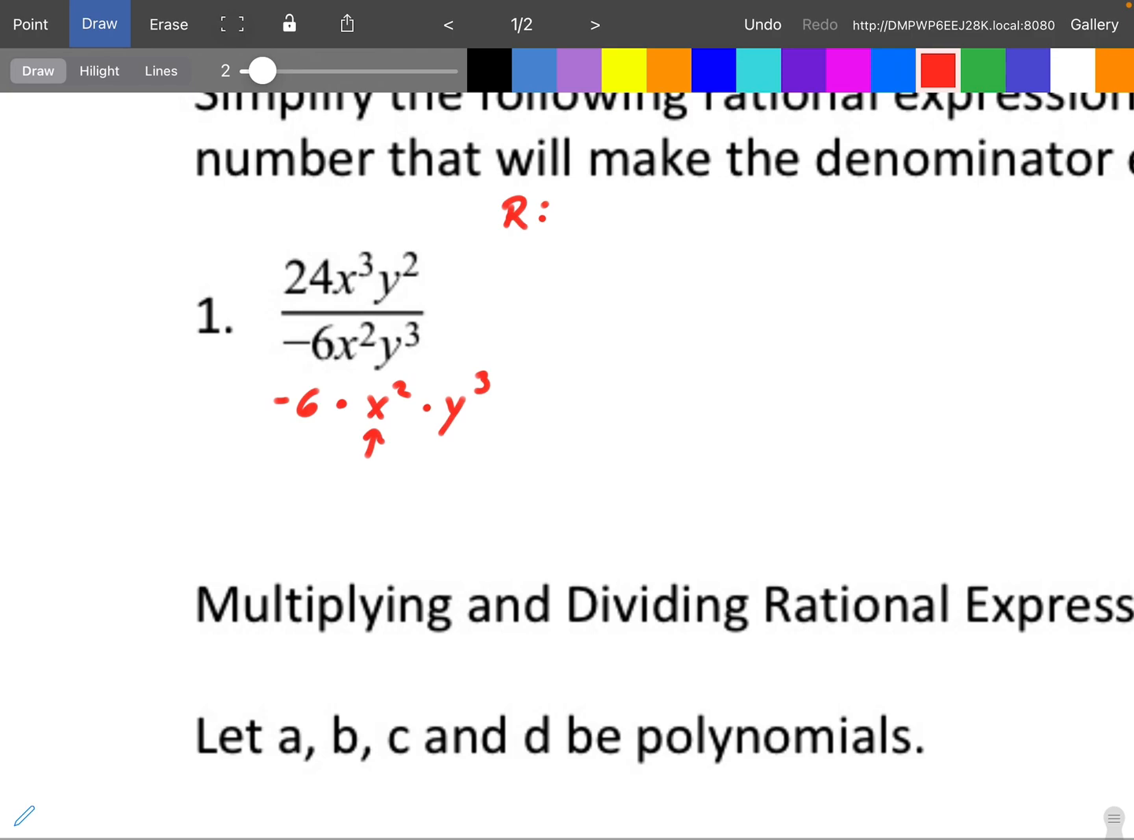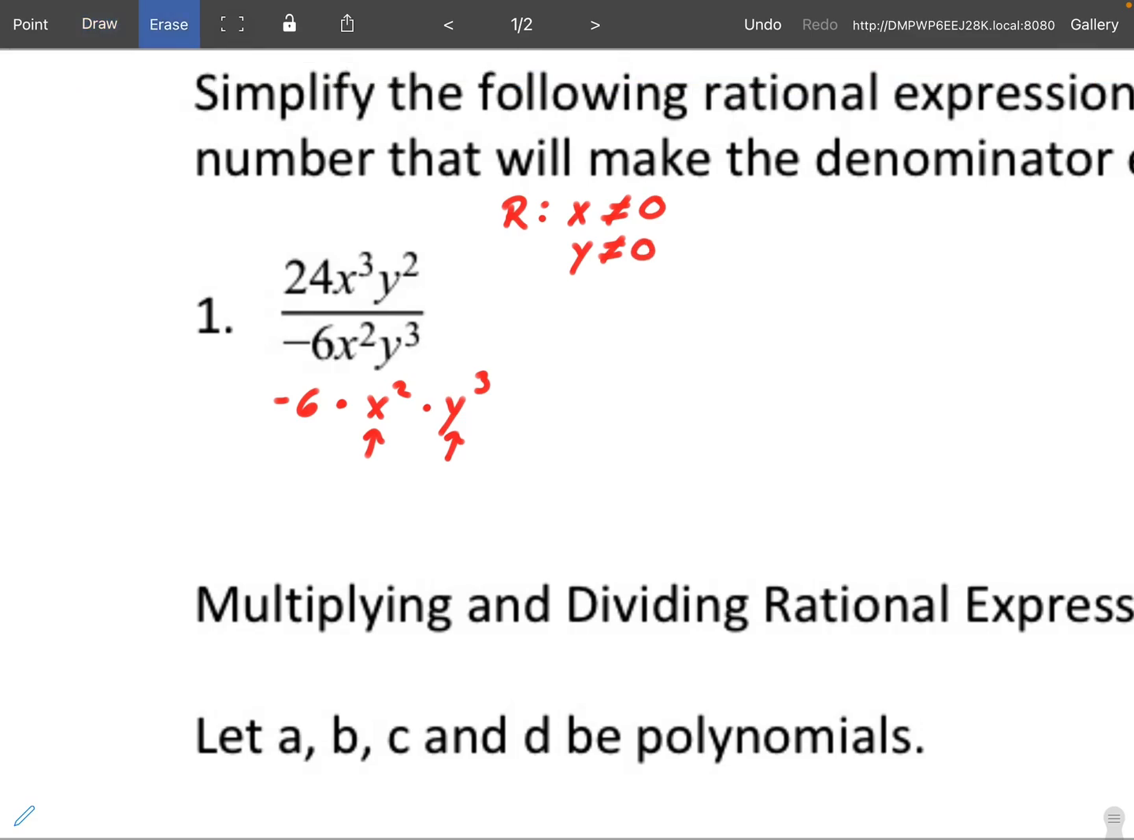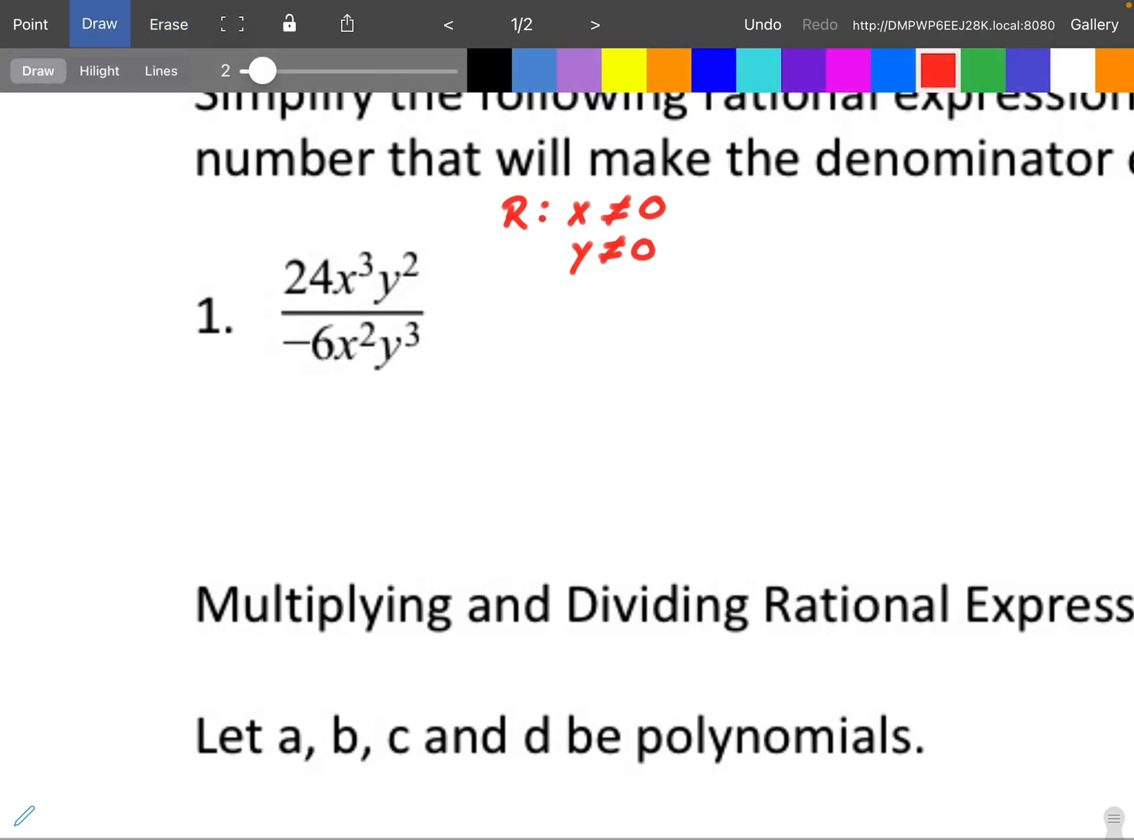However, if x was 0, then 0 squared is 0, and 0 times anything else would be 0. So if x is 0, that would make our fraction undefined. So x cannot equal 0. And then the same thing for the y. If y was 0, then that whole denominator would equal 0. So y cannot equal 0 either. So those are our restrictions. Now, we want to talk about how to simplify this now that we know what our restrictions are.